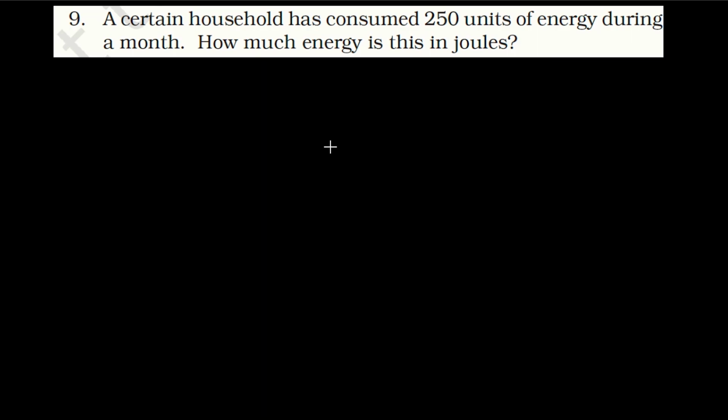Now, what is this question saying? A certain household has consumed 250 units of energy during a month. How much energy is this in joules? That means here energy is given in units, so we have to convert this energy into joules. What is given? Energy E equals 250 units. Now we need this energy in joule form.